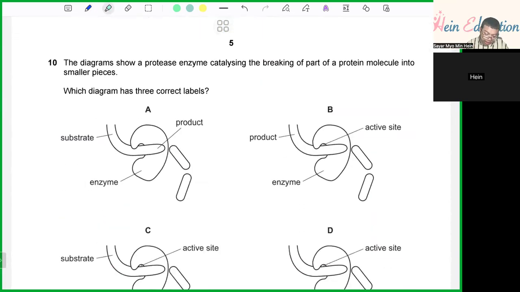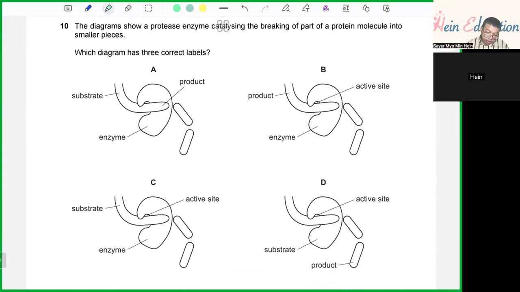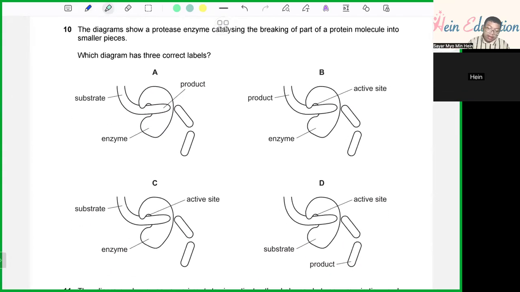And for number 10, it's about enzymes. The diagram shows a protease enzyme catalyzing the breaking of part of the proteins into smaller pieces, and which diagram has the 3 correct labels. So we can see number A, you can see that the product is round. So this is not the product. So this should be the product.